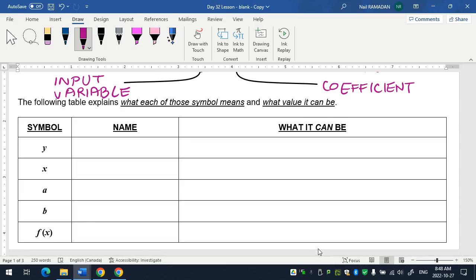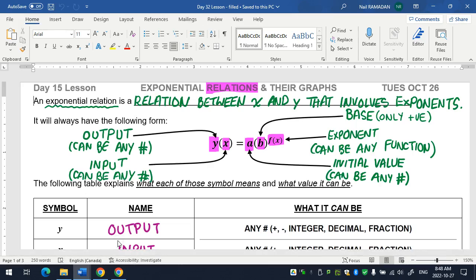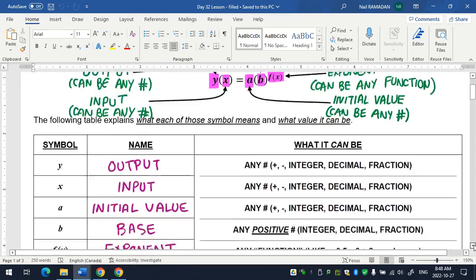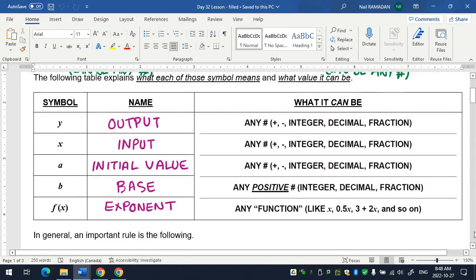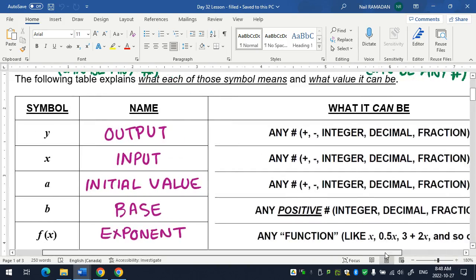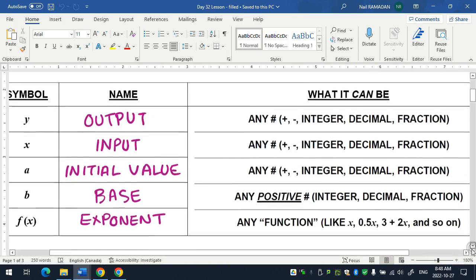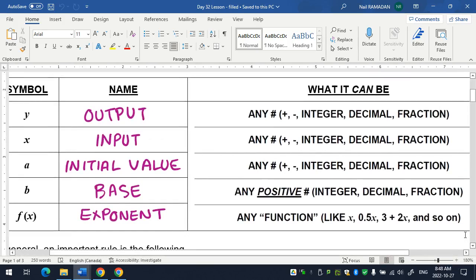Okay. So actually, you know what? I'm going to save you time. I'm going to show you what it is. And there we go. So let's copy this down. And as you copy, I'm just going to talk. So I'm just going to zoom in as well. So your y, as Shadi said, would be the output, and your x would be the input.